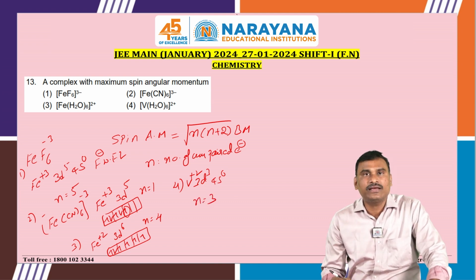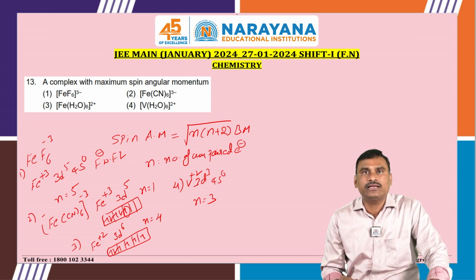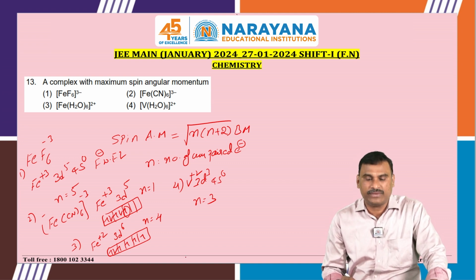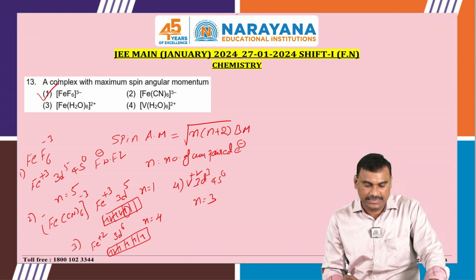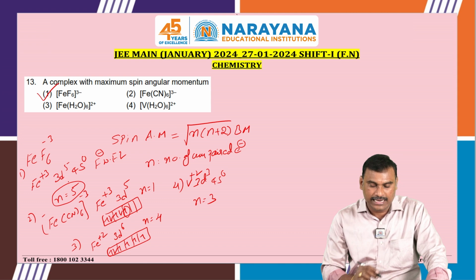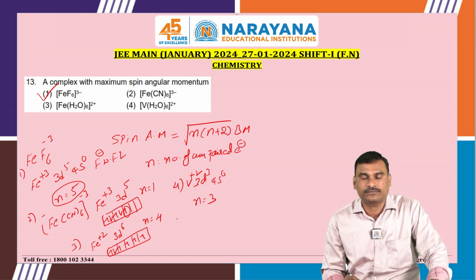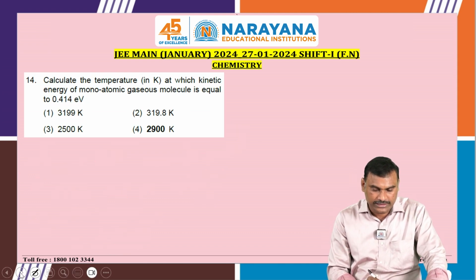Among the given options, which has the maximum number of unpaired electrons in the given complexes with central atom? The first one, FeF6 3 minus. It has 5 unpaired electrons. Therefore, the answer should be 1. Now let us go for the next question, student.